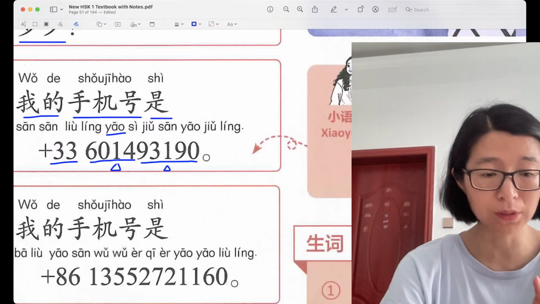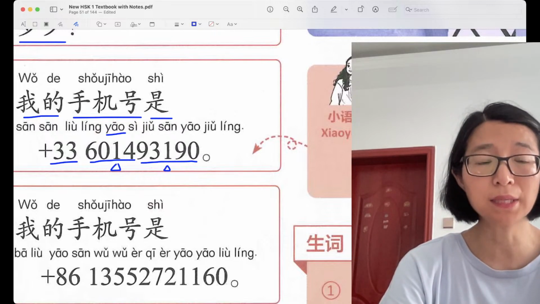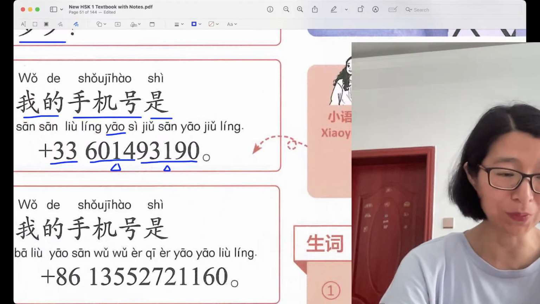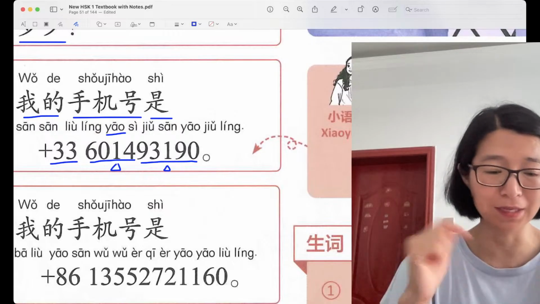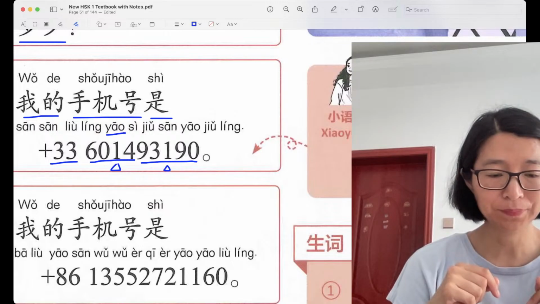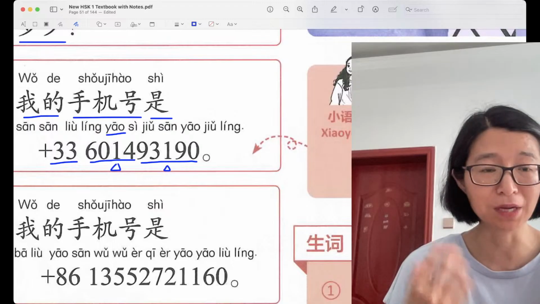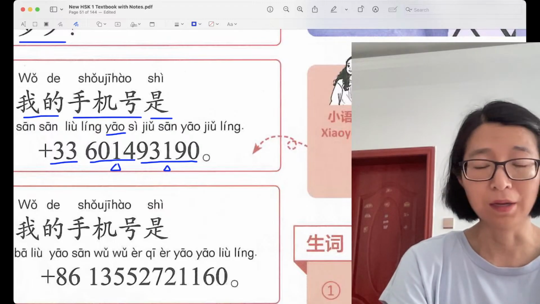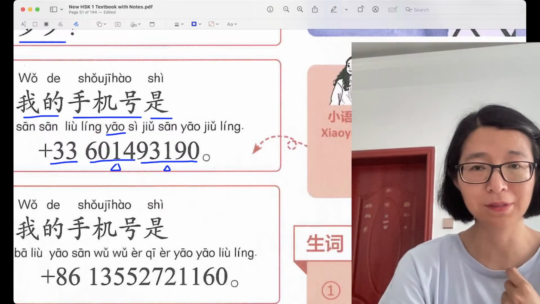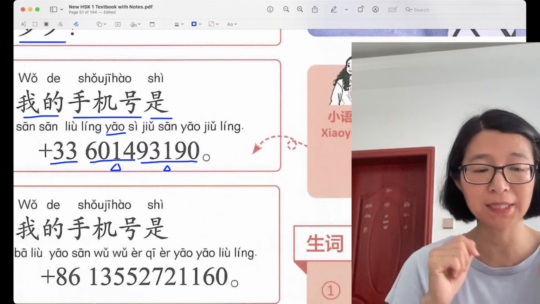Okay, second thing you need to pay attention to is that when you read a phone number, you need to pause. Yeah. So let's see where you should pause. Here, 33. Oh, that is a country code. So who knows which country code it is? Yeah, let me know, please. 33. So what is 33? Which country code? Tell me. Yeah, I have some other questions. What is the country code of China? Anyone knows? Comments, please.